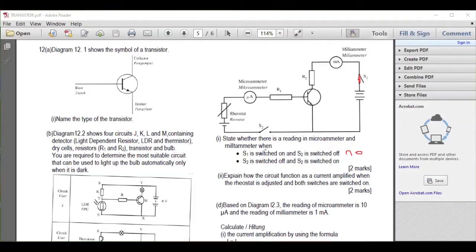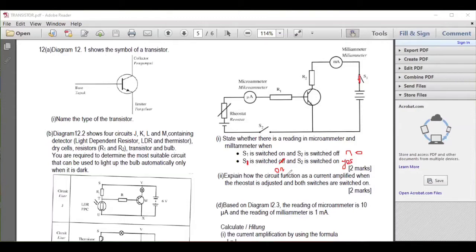So S2 switch off. S1 switch off. I think this one is wrong. Okay, change. S1 switch on, S2 switch on. Both must be switched on. So whether there's a reading in the ammeter and milliammeter, yes. So this was wrong: S1 switch on, S2 switch on.